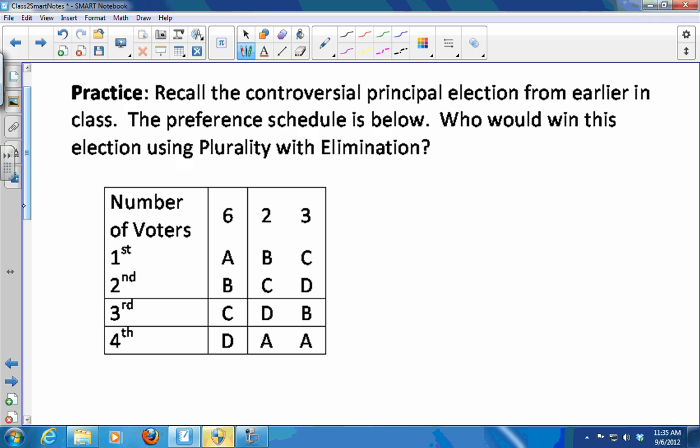Okay, and then what about this one? Okay. A. We don't have to do any work at all. Oh, whoops, I forgot to turn the recorder back on. Oh no, it's on. I don't have to do any work at all because I already have a majority, right? A has a majority. So I don't have to do any elimination. A is the winner.